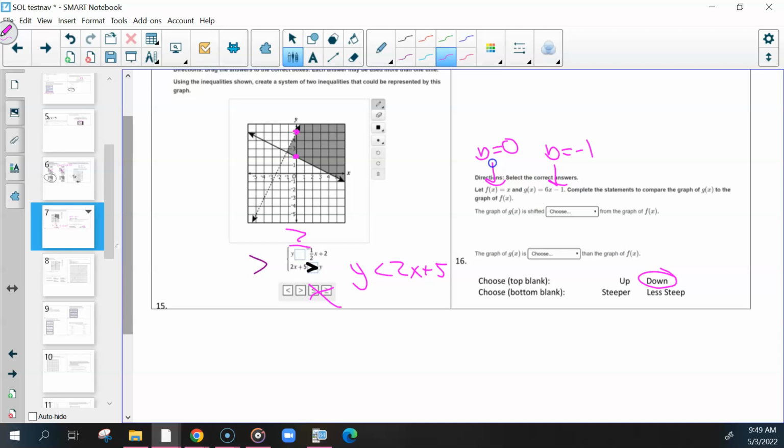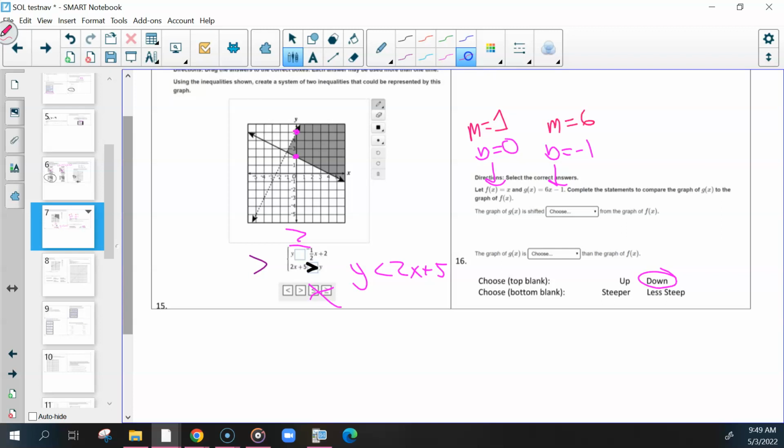In the second one, you're looking at... This is talking about slope when it's talking about steeper or less steep. What is the slope of the first one? 1. And the slope of the second one? 6.